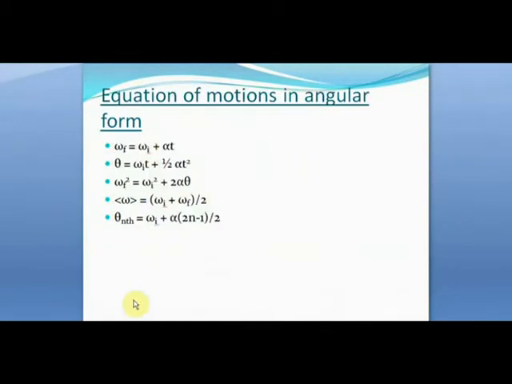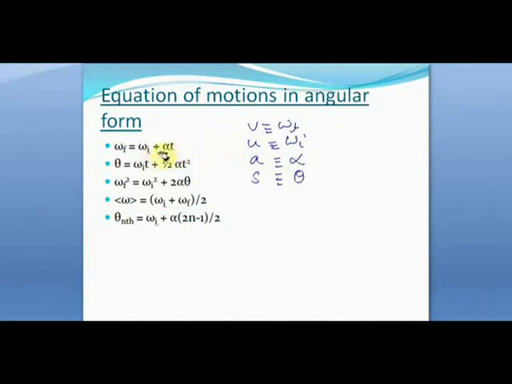We have already seen various equations of motion in one dimension. We have their counterparts in angular form also. So what we need to do is replace the various one-dimensional quantities like final velocity v, initial velocity u, acceleration a, and displacement s with their angular counterparts. So v can be represented as omega f, which is final angular velocity. u can be replaced with omega i, which is initial angular velocity, a can be replaced with alpha, which is angular acceleration, and s can be replaced with theta, which is angular displacement.